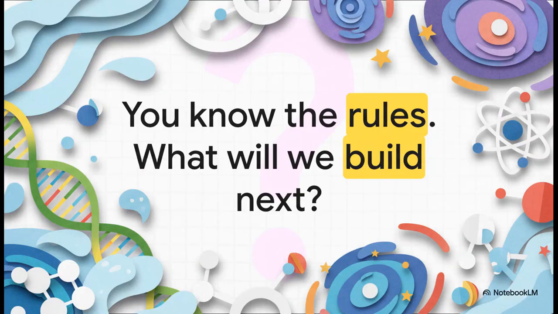And these simple rules, they're not just for a few molecules. They govern how everything is built. We're talking water, DNA, even the stars in the sky. It's the foundation for all of chemistry, all of biology, all of material science. So now that you have the toolkit, now that you know the rules, the real question is, what are we going to build next?